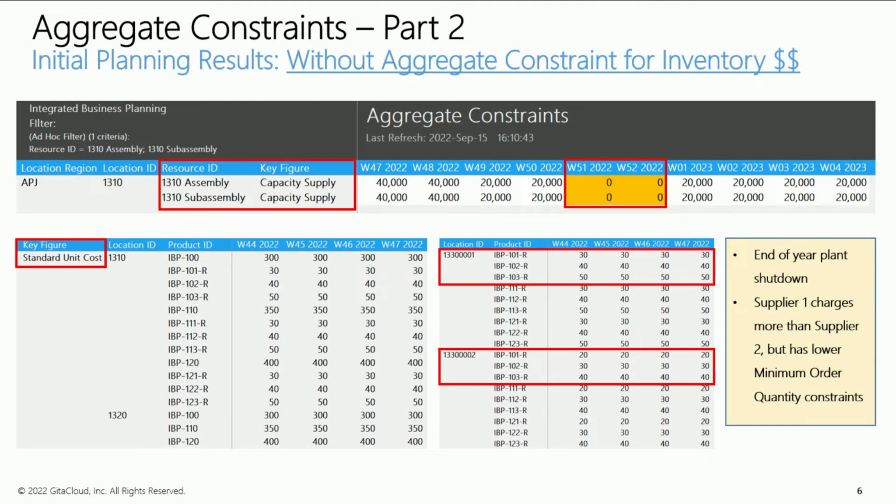Note that the plant is shut down for 2 weeks at the end of the year to execute a major retrofit project. This means that we need to build ahead to cover demands for the first few weeks in 2023. You can also see standard unit cost data for finished goods and raw materials. Supplier 1 charges more for the same raw materials, but has a lower order minimum compared to Supplier 2. The company needs to balance the high procurement cost with lower working capital requirements, if they procure from Supplier 1.